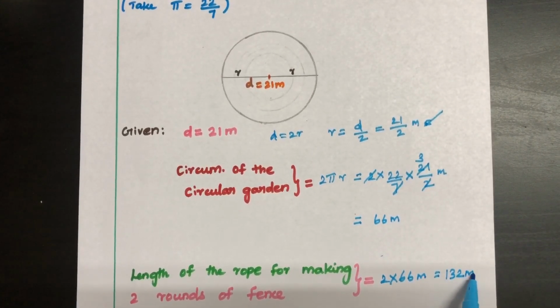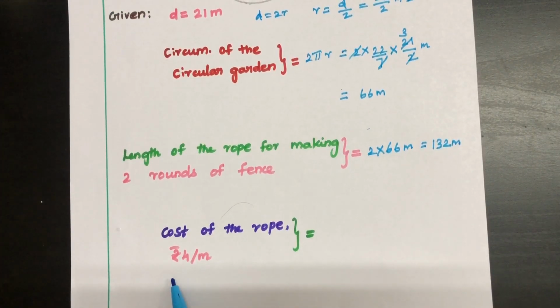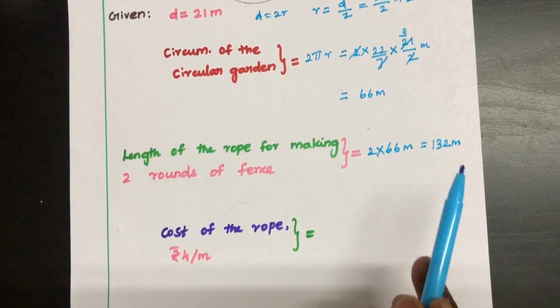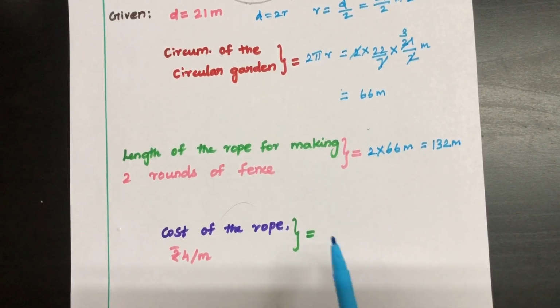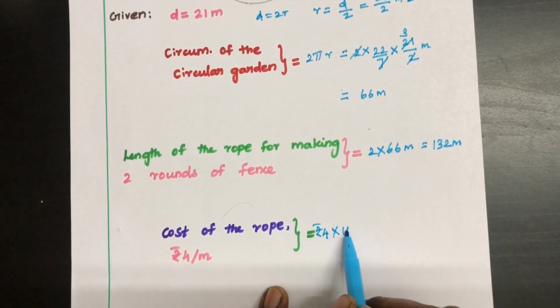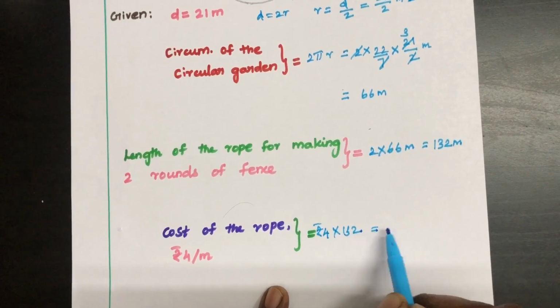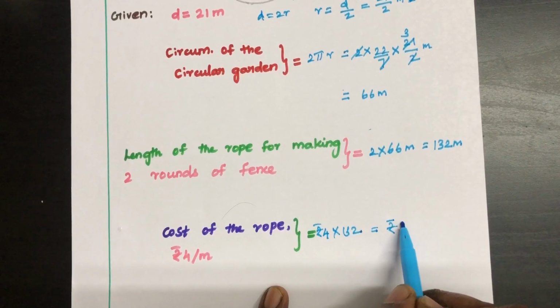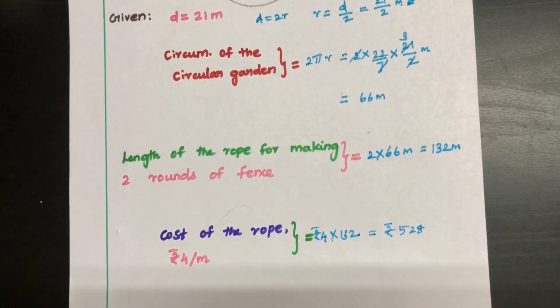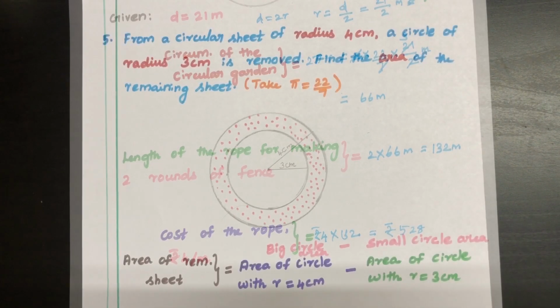132 meter. Cost of the rope, rupees 4 per meter. Per meter he needs 4 rupees. But he has to do for 132 meter. Just multiply, that's all. So rupees 4 into 132 is equal to rupees 528. This is the cost he needs to fence his circular garden with 2 rounds of fence.